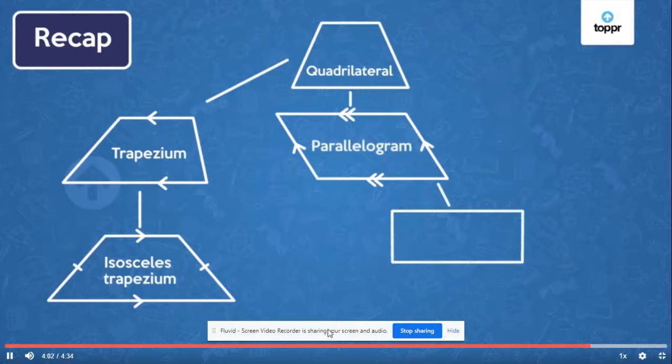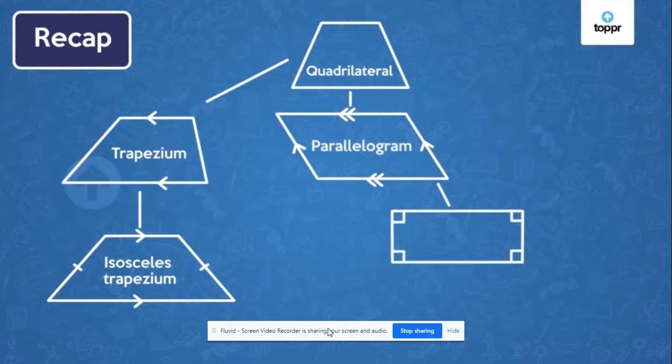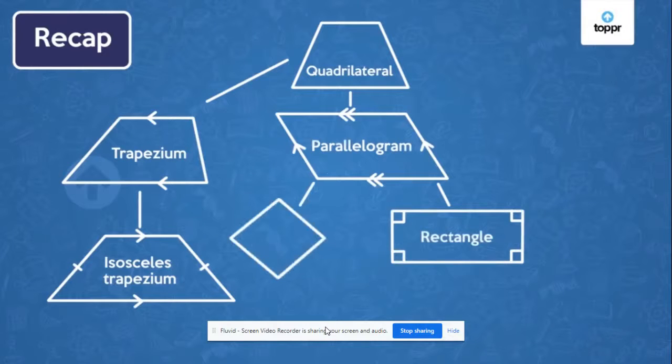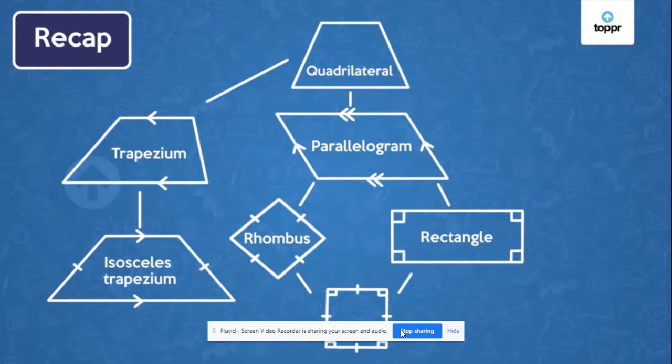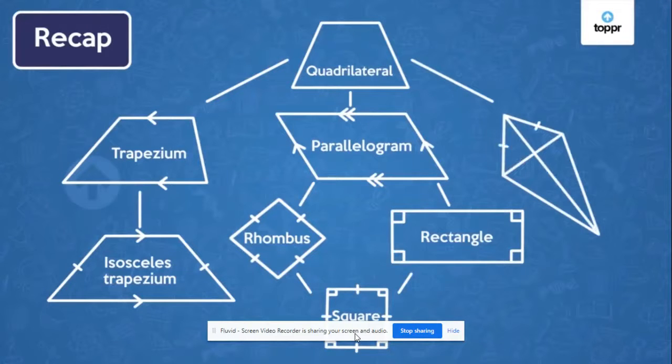A parallelogram in which each angle is 90 degrees is called a rectangle. A parallelogram in which all the sides are equal is called a rhombus. A parallelogram in which all the sides are equal and each angle is 90 degrees is called a square. Also, a square is a special type of rectangle in which all the sides are equal. A quadrilateral in which adjacent sides are equal is called a kite.